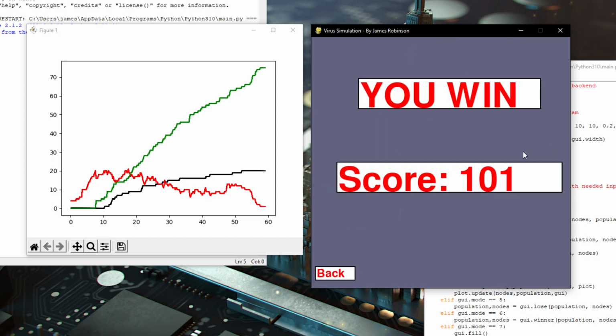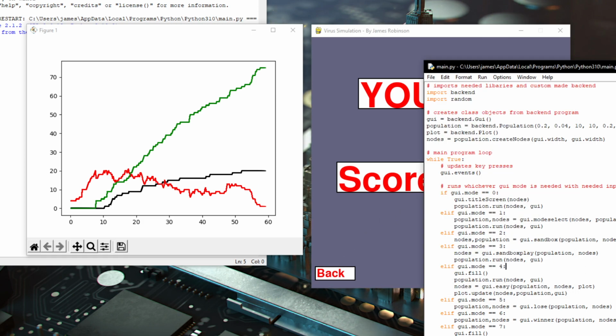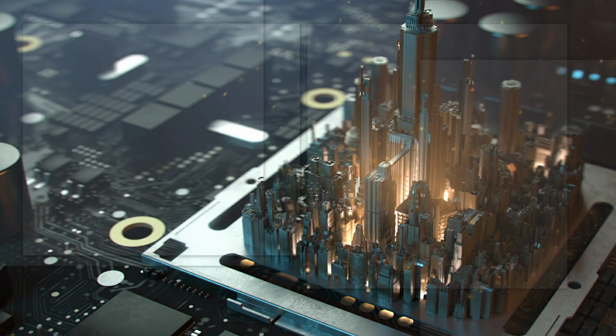I think I've outlined pretty much everything in my program. As you can see, I just got away scot-free with 100 points, even though quite a lot of people actually died in the end. But that's my program. It's pretty simple in how it works, but I think it's very effective.